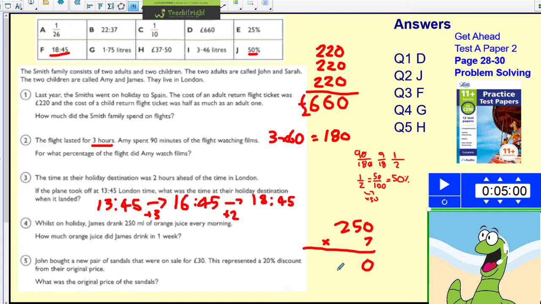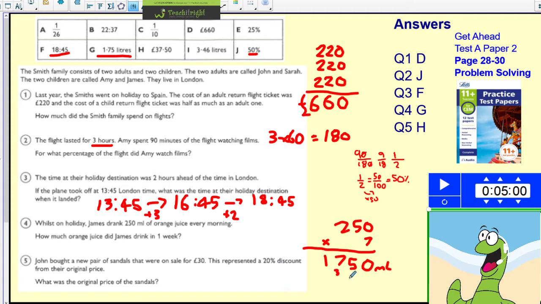7 times 5 is 35, so let's carry the 3 and write the 5. And then 7 times 2 is 14, plus the 3, 17. So we've got 1,750 millilitres. We may have to do a conversion though, because if we look, there's an answer of litres.